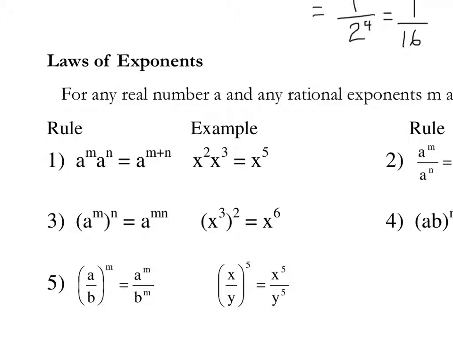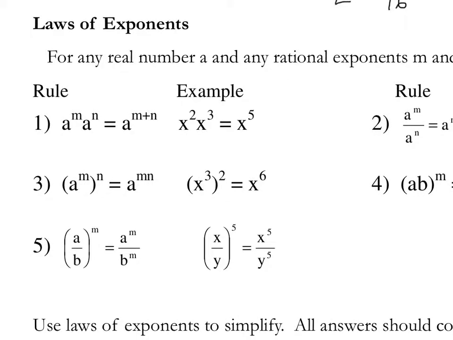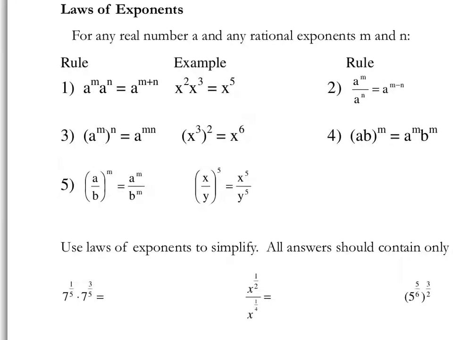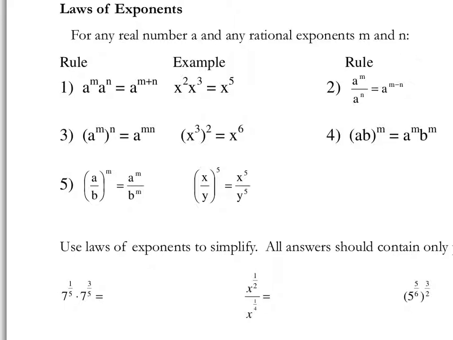Laws of exponents for any real number a and any rational exponents m and n. The rule is if you are multiplying a to the n times a to the m, or backwards, what do you do with the exponents? You add them. That's a to the m plus n. In this example, we have x squared times x cubed, and we get x to the 5th.